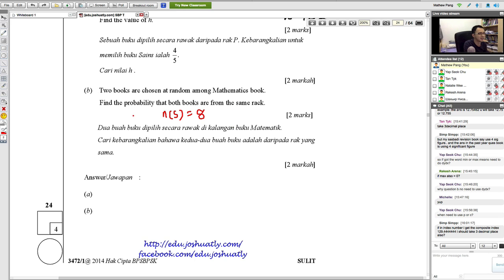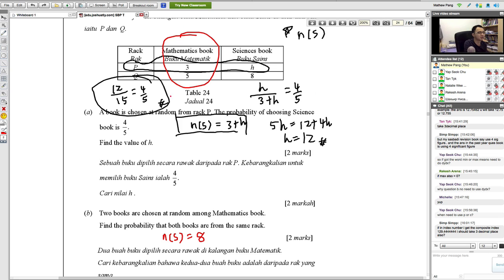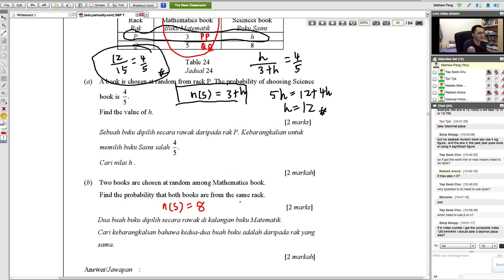In this case, he asks you to find the probability that both books are from the same rack. So that means you choose from mathematics books. It's possible that both mathematics books are from rack P and rack P, or rack Q and rack Q. They say they're from the same rack. So I will need to know my rack P, I have 3 books, right? So I need to find the probability I will get both from rack P, or both are from the rack Q.